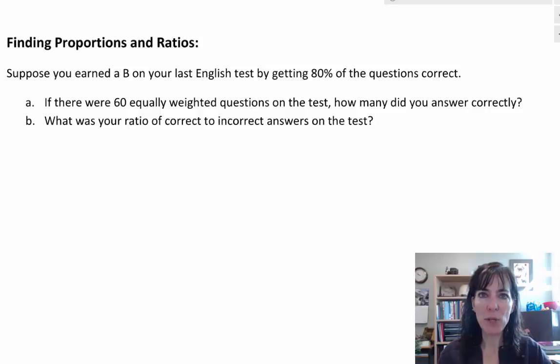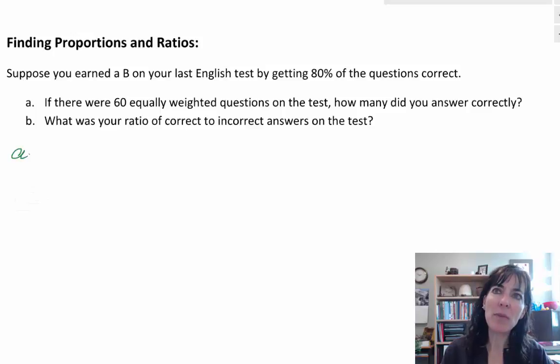Another example of using proportions and ratios is, suppose you earned a B on your last English test by getting 80% of the test questions correct. And so if there were actually 60 equally weighted questions, that means they were all worth the same amount. How many did you answer correctly?